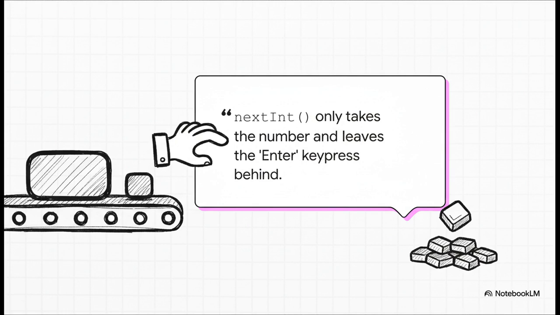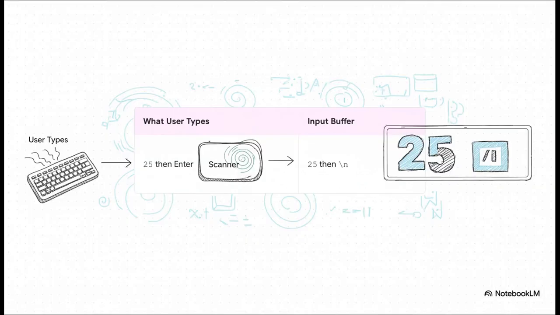First, the number 25, and second, that invisible Enter key press. Now, nextInt is a really picky eater. It comes along, grabs only the number it wants, and it leaves that pesky Enter key press just sitting there on the belt. And this is literally what the program sees in its memory, in its input buffer.